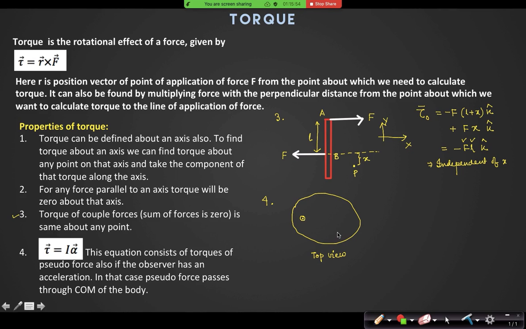Now, due to a torque, the body is rotating with angular acceleration alpha. I need a relation between tau and alpha. I have to prove it actually. This is a body and that point is my pivot point, about which the whole body is rotating with angular acceleration alpha. You can take any small mass dm here.